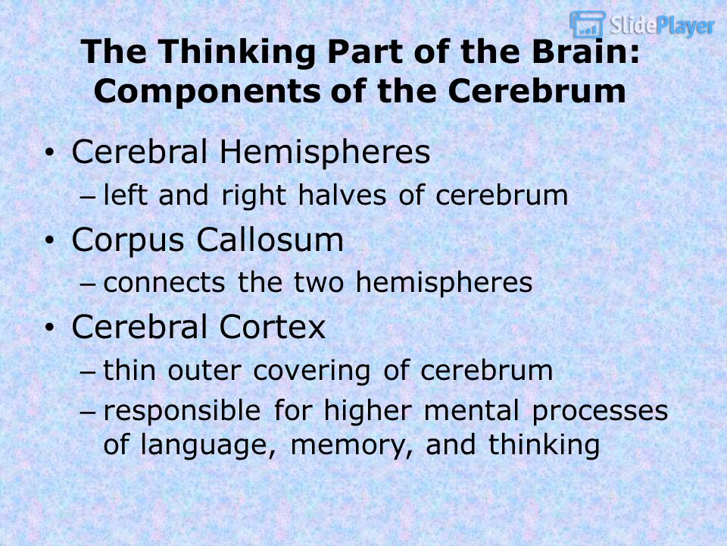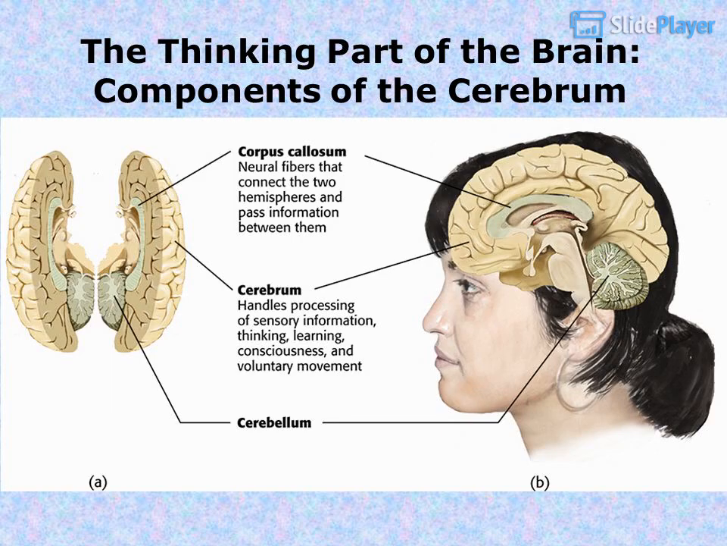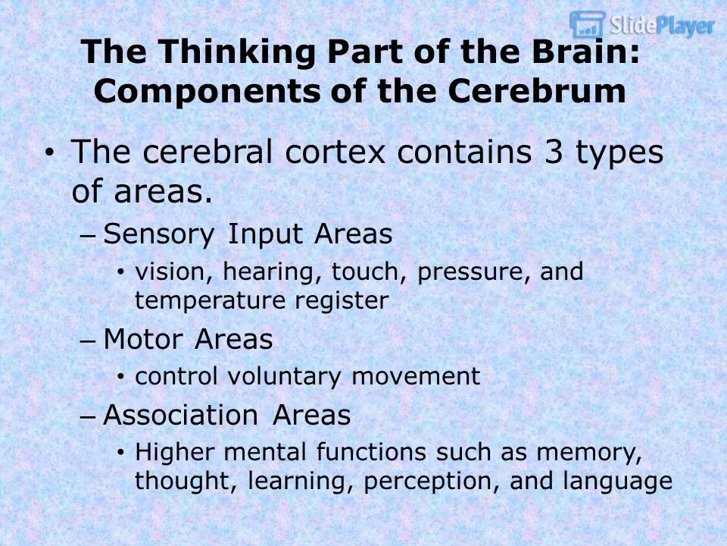What are the components of the cerebrum? The thinking part of the brain, components of the cerebrum. Views of the cerebral hemispheres. The cerebral cortex contains 3 types of areas.